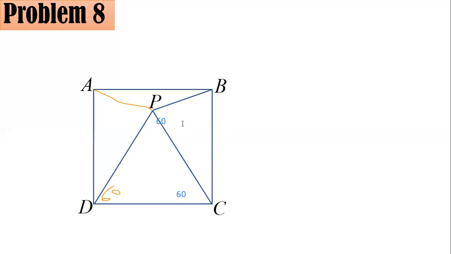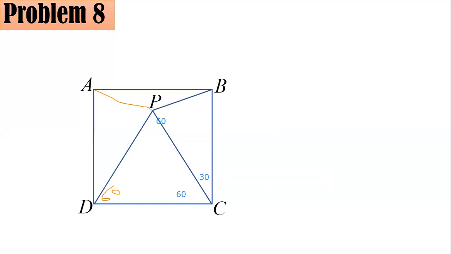Since it's a square, it would be 90 degrees on all sides. So 90 minus 60 is 30. So which of these angles measure 30 degrees? BCP. Okay, that's actually correct.